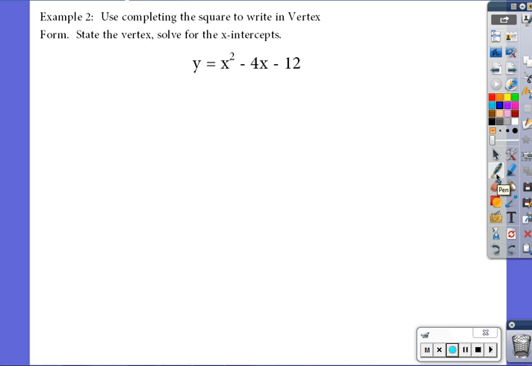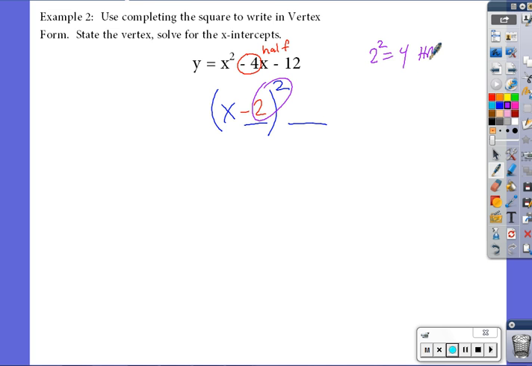Again, can't stress to you enough, the first step is to set up the shell. x squared, I'm looking for this and this. How do I find that? Everybody's got to be able to do this part. What's half of that number? You're always taking half of that number. Half of that number is -2. Step 2, square that answer. So take your 2 and square it. What is 2 squared? Equals 4.